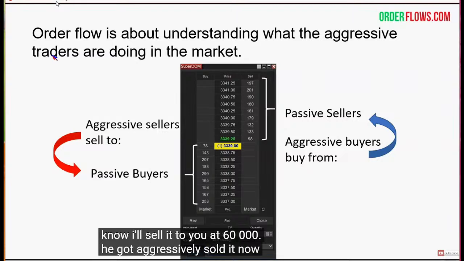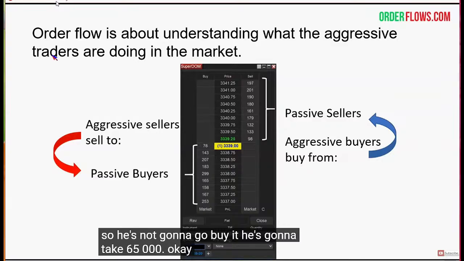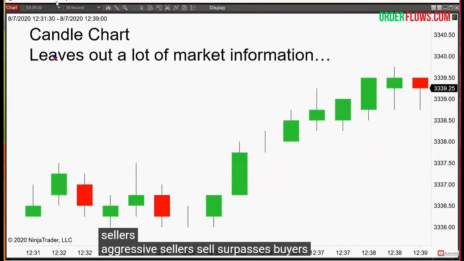Now, if you're going to be the aggressive buyer, think, gosh, I really want this car because I got a hot date later this week and I want to impress the girl. So you're going to go buy it. You're going to take $65,000. Okay, you become the aggressive buyer. So remember, aggressive buyers buy from passive sellers. Aggressive sellers sell to passive buyers.